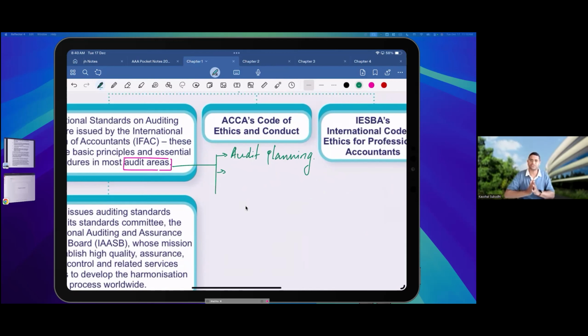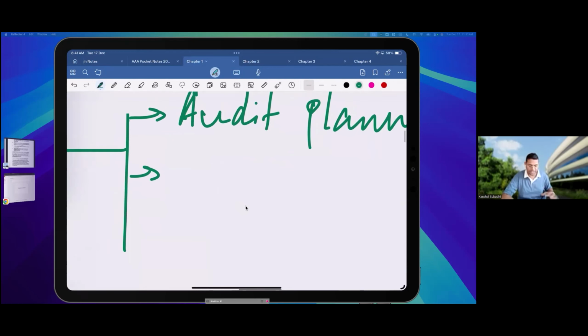There are lots and lots of things, right? You have to plan an audit. What will be the timely procedures? What are the compliance procedures? What are the substantive procedures? What is the evaluation of the internal controls? So that's again another important area. So what would be the tools which you will need for evaluation of an internal control, right?